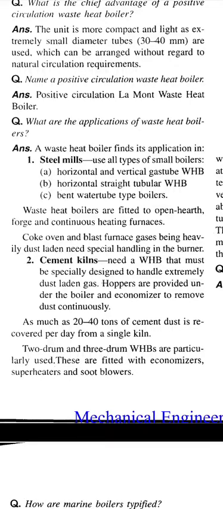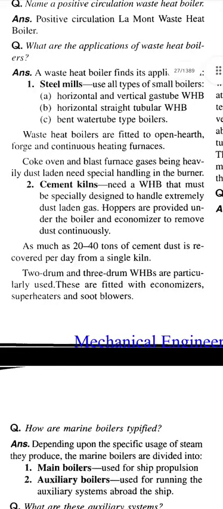Waste heat boilers are fitted to open hearth, forge and continuous heating furnaces. Coke oven and blast furnace gases, being heavily dust laden, need special handling in the burner. Cement kilns need a waste heat boiler that must be specially designed to handle extremely dust laden gas. Hoppers are provided under the boiler and economizer to remove the dust continuously. As much as 20 to 40 tons of cement dust is recovered per day from a single kiln. Two drum and three drum waste heat boilers are particularly used. These are fitted with economizers, superheaters and soot blowers.